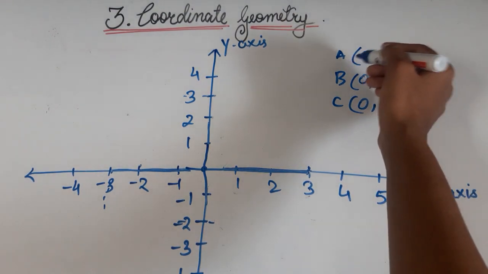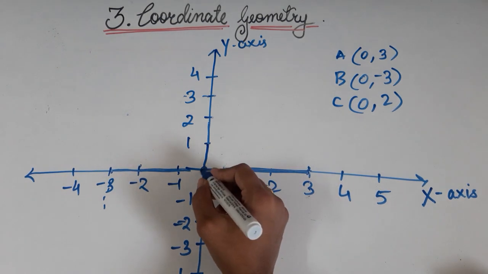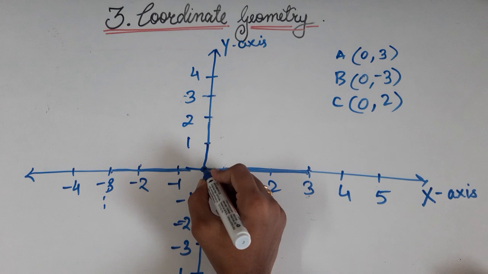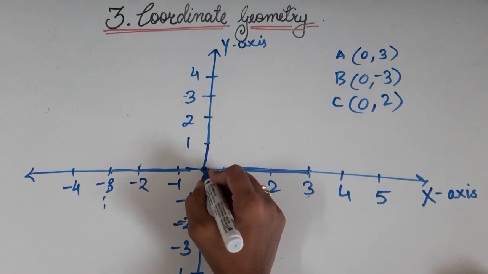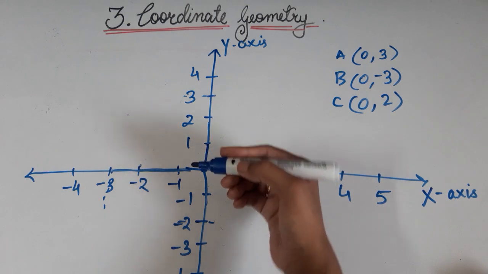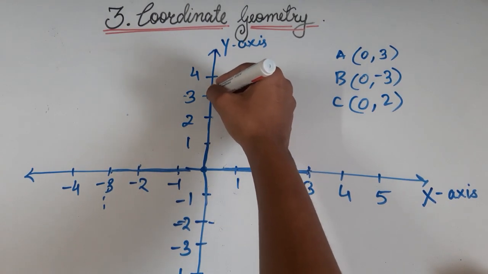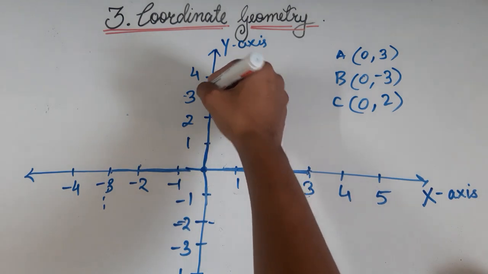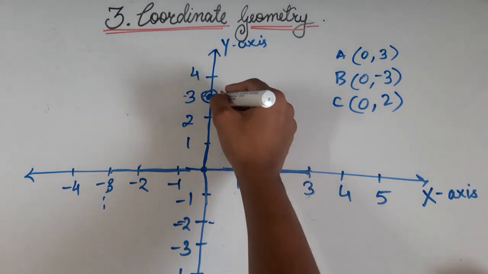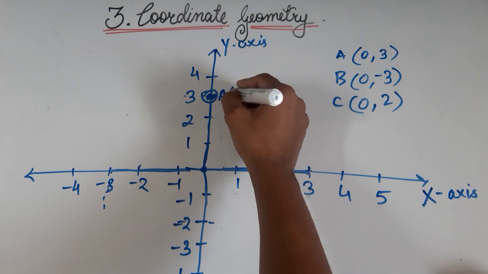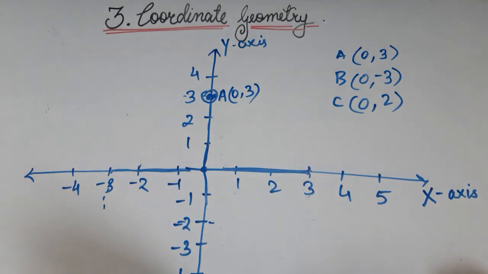The x coordinate of A is 0, so you will not move anywhere from the origin. Then the y coordinate is plus 3, so you will go above, and you will reach here. So this will be the point. If you see, point A is on the y-axis.